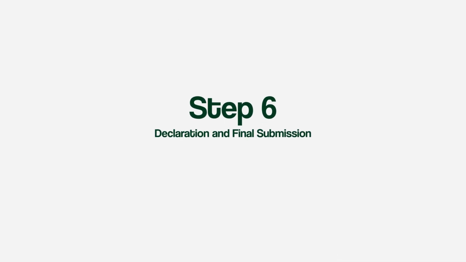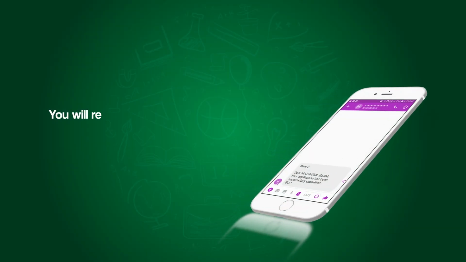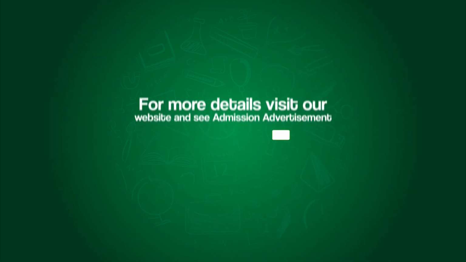Step 6. Declaration and final submission. Make sure the information is valid and true. Click Final Submit to complete the application. You will receive a confirmation SMS in your given mobile number. For more details, visit our website and see Admission Advertisement Session 2018-2019.